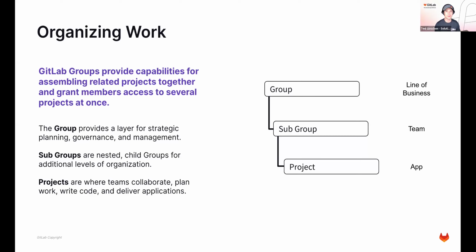So if we're looking, for example, at a retailer, our top-level group could represent the entire organization. The subgroup could represent individual teams, and projects could represent actual applications that these teams are working on.